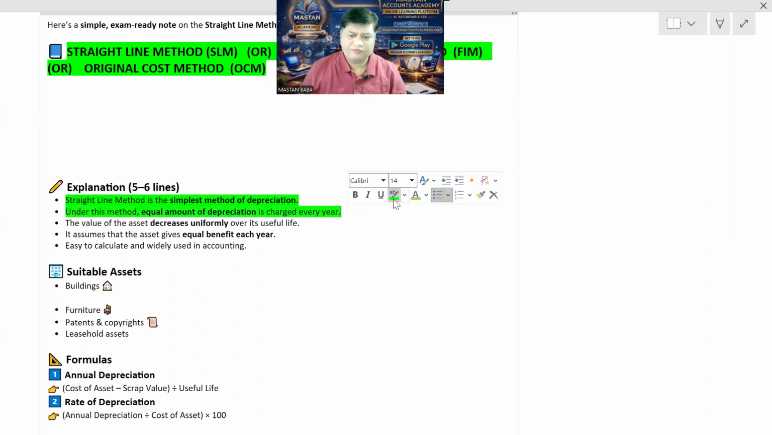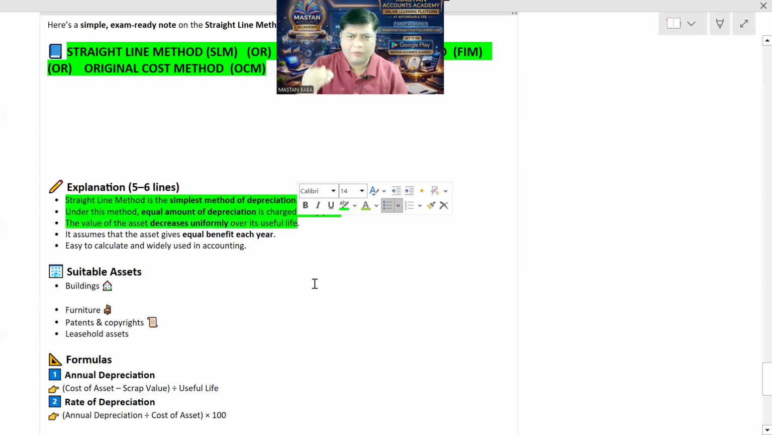That's what I said now. Every year, same amount will be charged. For first year 10,000, second year 10,000, third year 10,000, fourth year 10,000. And the value of asset decreases uniformly over its useful life. Every year it decreases uniformly. As I said, if it is 1 lakh for first year, second year also 1 lakh, third year also 1 lakh. And what is the assumption of this method?